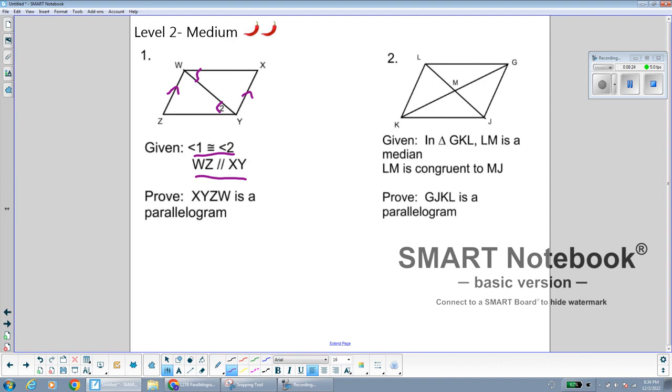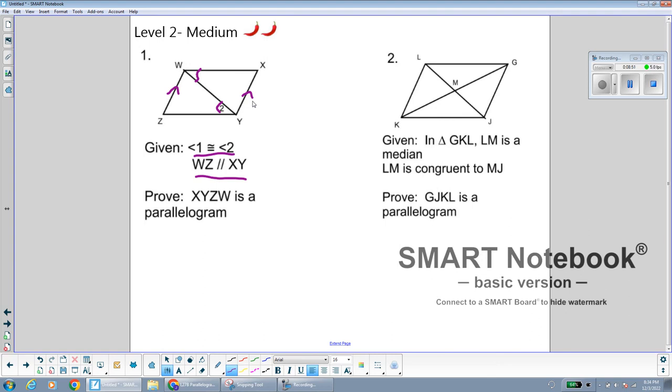But I want to pay special attention to what we already have and what we can get. So we already know that one pair of opposite sides here, WZ and XY, is parallel. So it would be really great for us, since we're trying to show that we have a parallelogram, if we could show that the other pair of opposite sides are parallel, or if we could show that the same pair of opposite sides is congruent. Because remember, congruent and parallel does make a parallelogram.